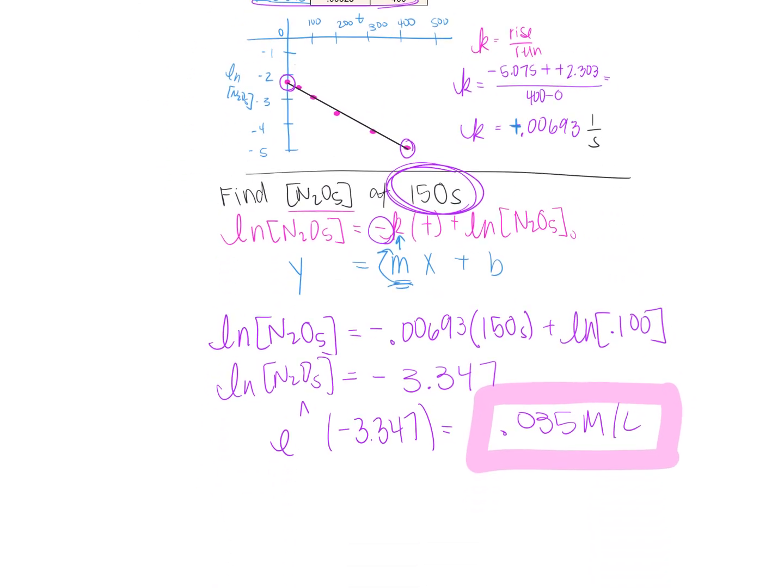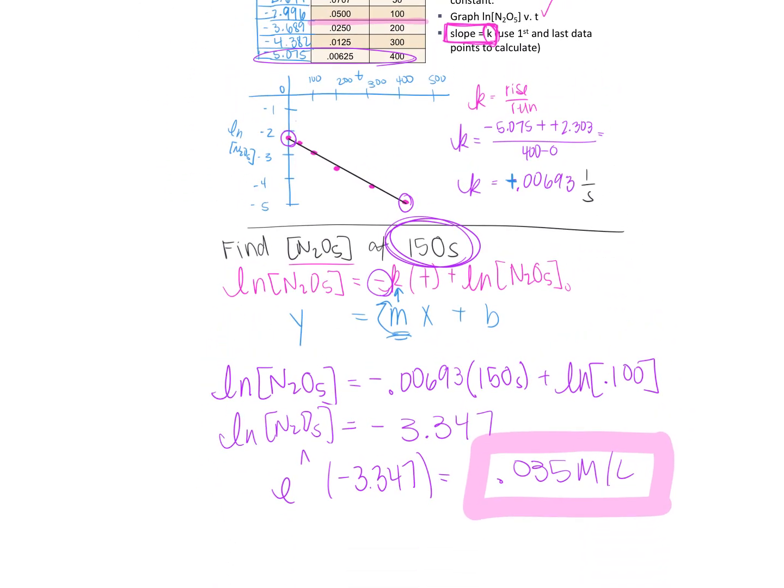I apologize. And then now we can look at 150 seconds, it's got a concentration of 0.035, just molar. I don't know why I put per liter. Molar. Okay, kind of a long problem, huh?